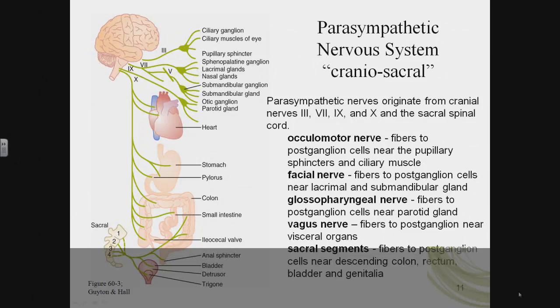Cranial nerve number 10 is the vagus nerve. It will synapse to postganglionic cells near your visceral organs. And remember, these postganglionic cells are called terminal ganglia, and they are found within the wall of the effector. So vagus nerve is the only cranial nerve that extends into the thoracic cavity all the way into the abdominal cavity. It can extend to the left colic flexure, as shown in this picture.